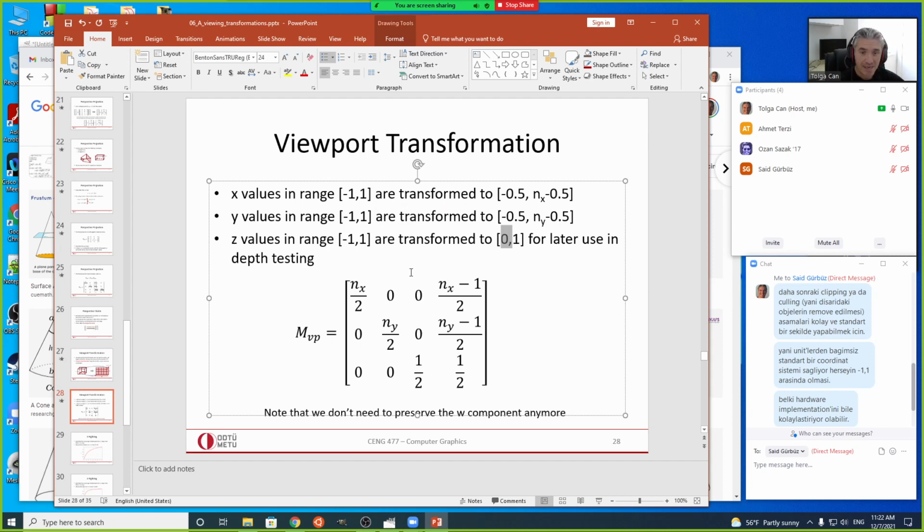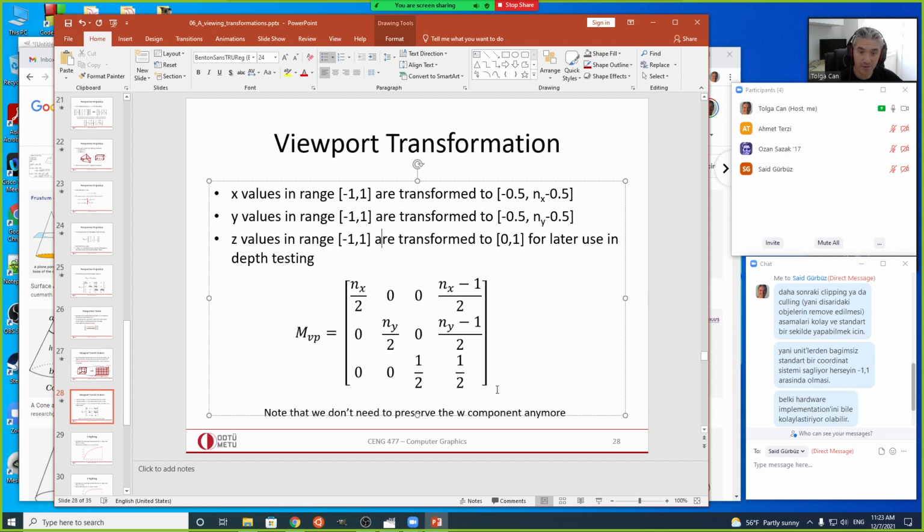But again, if we were to perform clipping and culling at the canonical view volume, maybe having all the ranges standardized to -1 and 1 may help us in certain equations, maybe. But this viewport transformation, as I said, is nothing but scaling all the standardized coordinates back to 0, 0 to nx, ny, and the depth values to between 0 and 1.